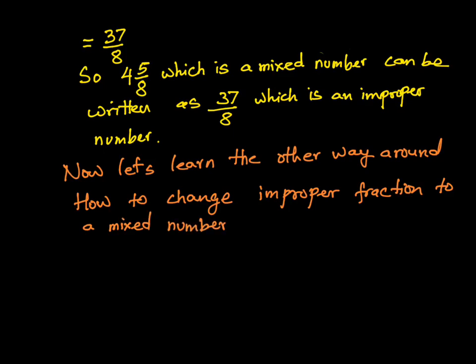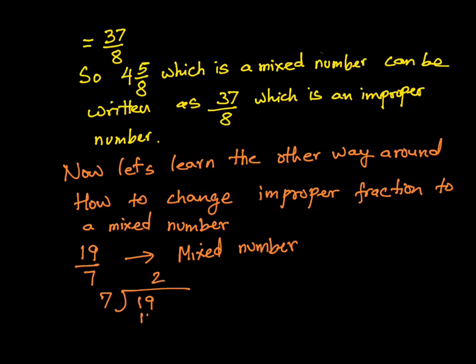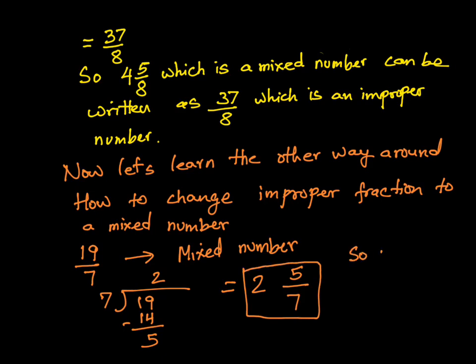All right, so what we do is, let's say we have another number, 19/7, and we want to change it to a mixed number. Okay, so it's an improper fraction. So we'll do long division. So we divide 19 by 7, right? Do you see that? And when you do that, you're going to get 2 as the quotient, 5 as the remainder.